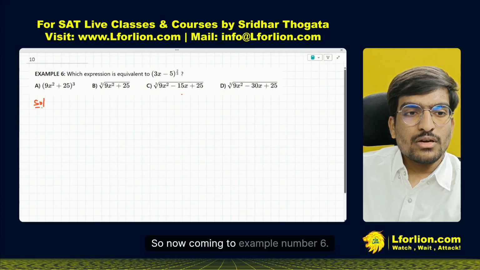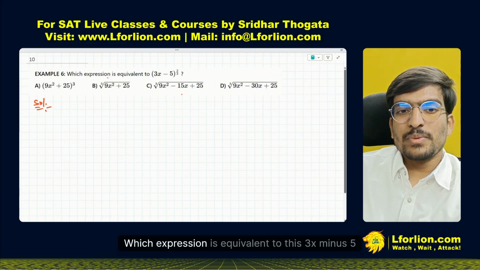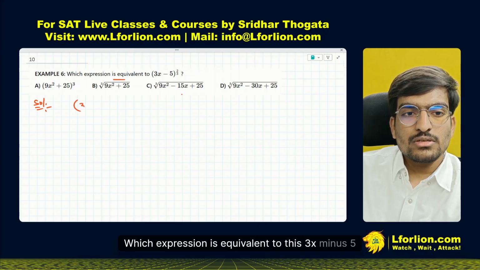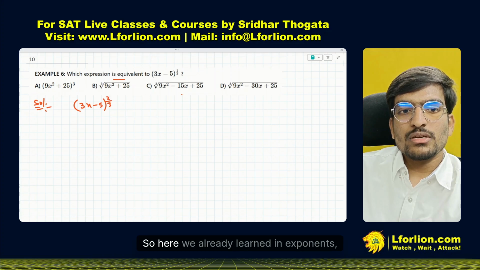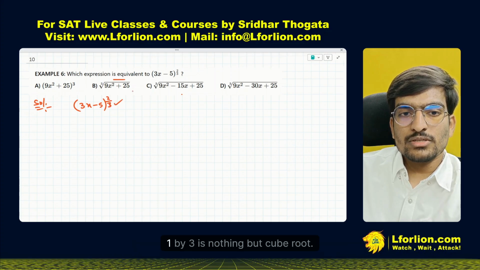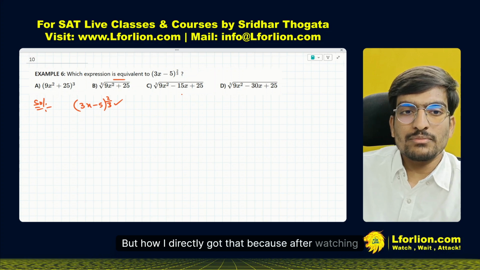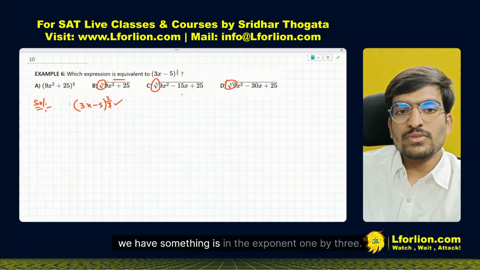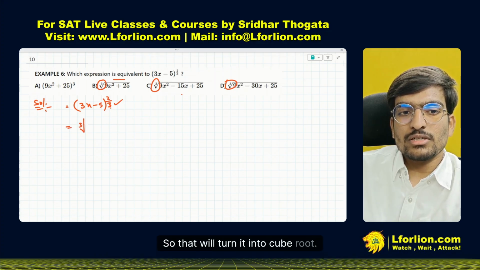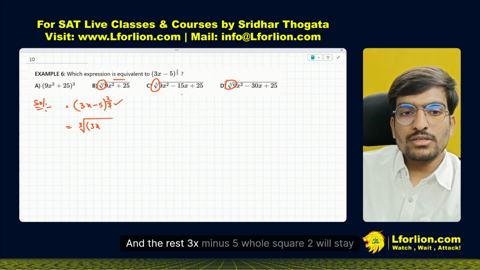Now coming to example number 6: which expression is equivalent to (3x minus 5) whole power 2 by 3? Here we already learned in exponents that power 1 by 3 is nothing but cube root. How did I directly get that? Because whenever we have something in the exponent with 1 by 3, that will turn into a cube root, and the rest, (3x minus 5) whole square, will stay like that.